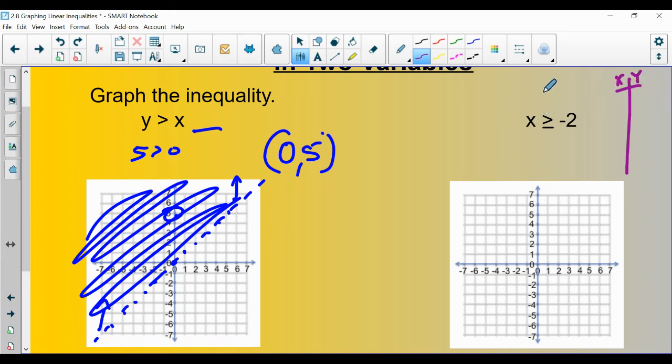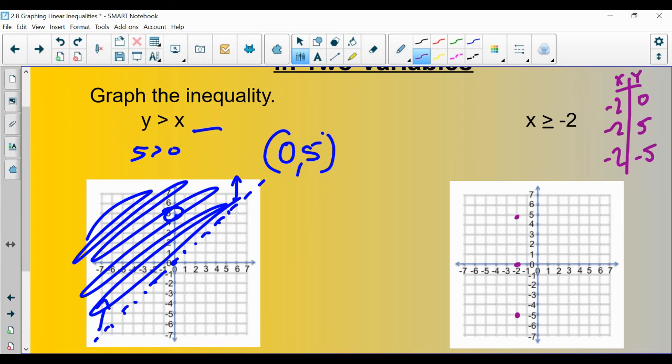We know that the x, remember we're pretending this is an equal sign. So the only thing we know is that the x value is negative 2. We know nothing about the y value. It's not listed at all. So you can pick any y value you want. The only thing that matters is that the x value equals negative 2. Let's go ahead and plot these points.